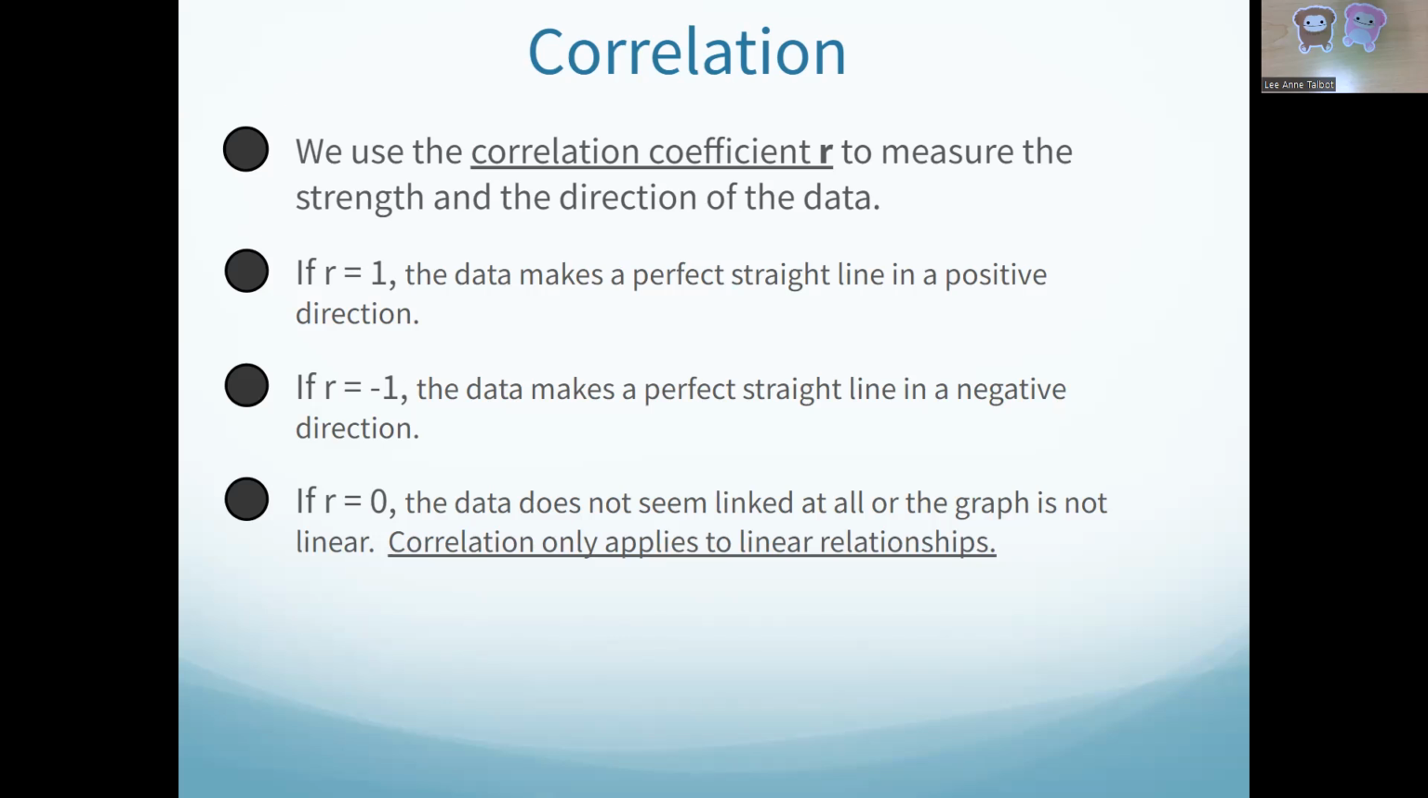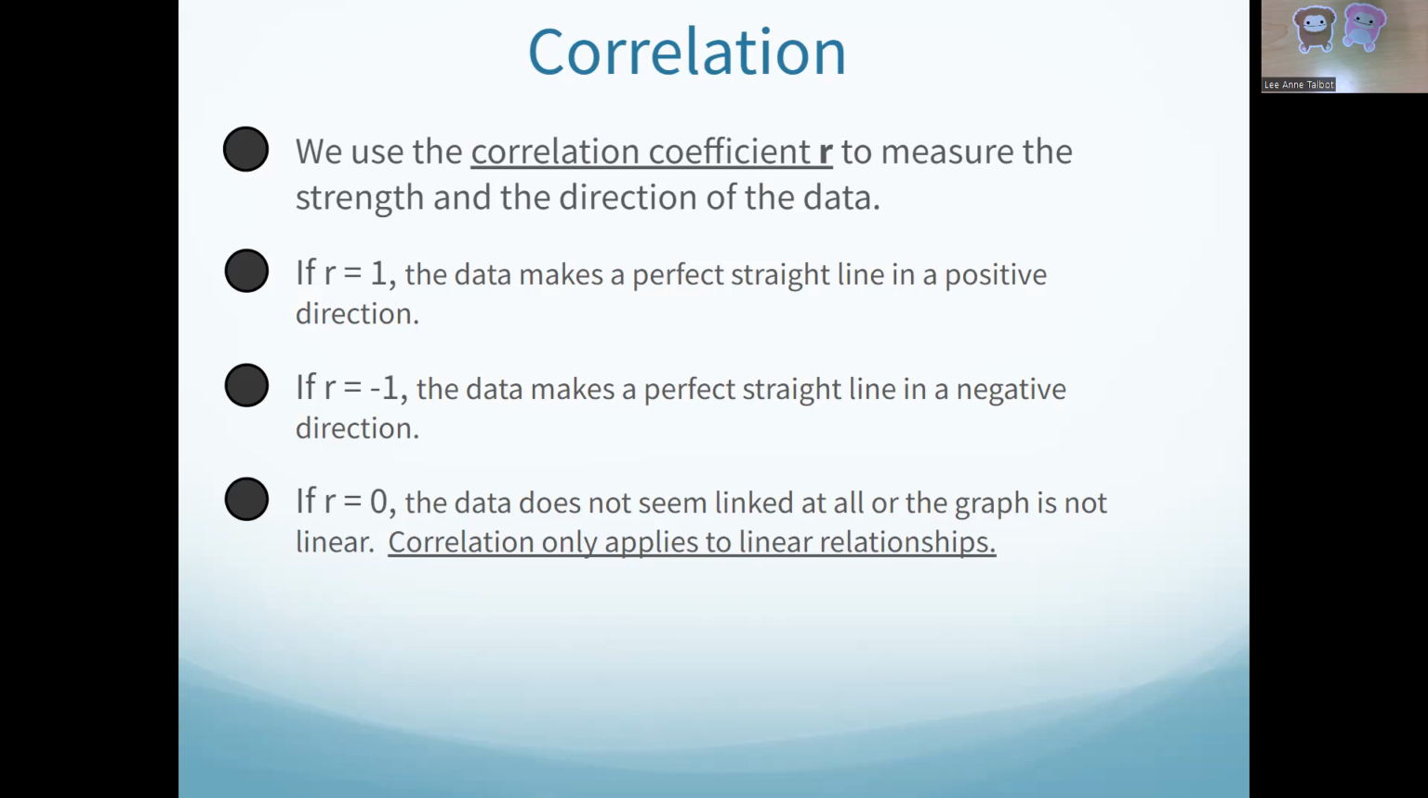All right, guys. So if you could flip to the second page on the slide that we're on, I actually really like how this printed. It says we will use the correlation coefficient R to measure the strength and direction of the data. So R is going to be a new thing like x bar or standard deviation s sub x. We're going to have R equals, and then a number. If R is 1, the data makes a perfect straight line in a positive direction.